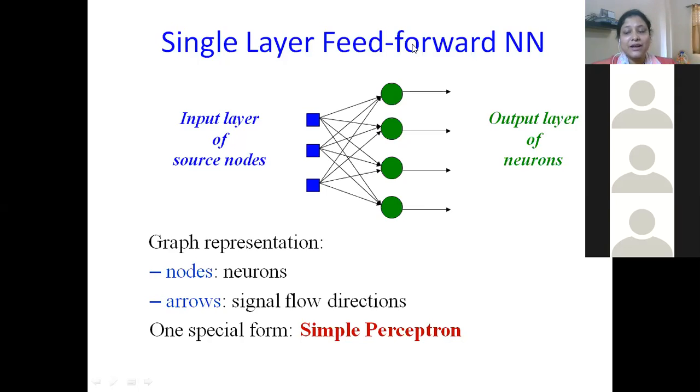So this is a graphical representation of the single layer feed forward network, where we all know that the nodes represent the neurons. The arrows obviously represent the signal flow direction. All these things we know about it. And in one special form, we know that this is a kind of special perceptron.